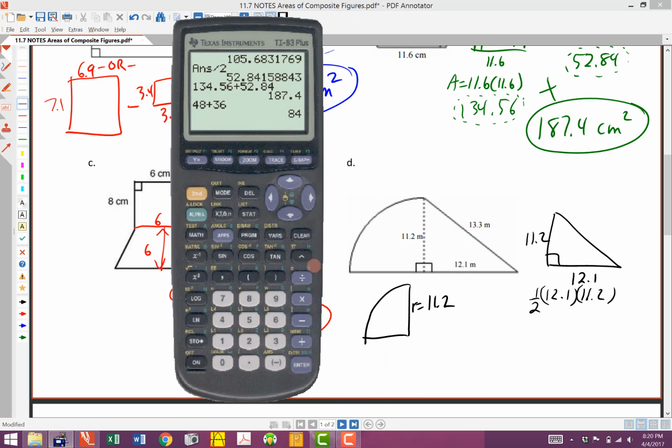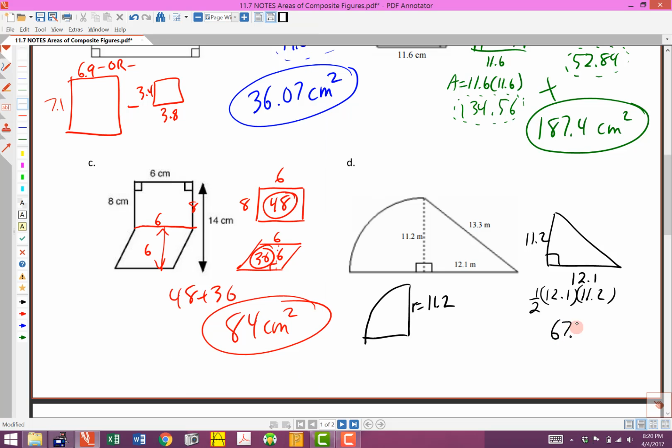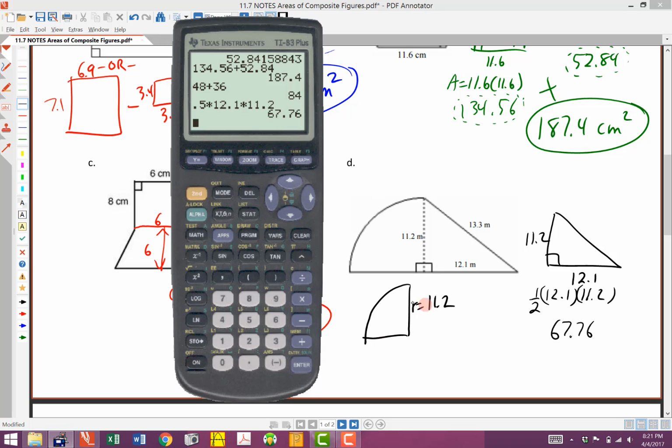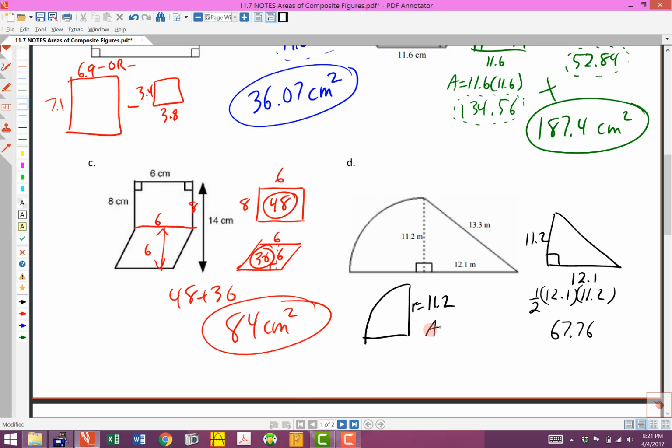So let's see, I'm going to do 0.5 for the half, and then times 12.1 times 11.2, and I end up with 67.76. So 67.76, and then this one right here, that quarter circle, let's see, the area is pi r squared, but we only want 1/4 of that, so let's divide that by 4.